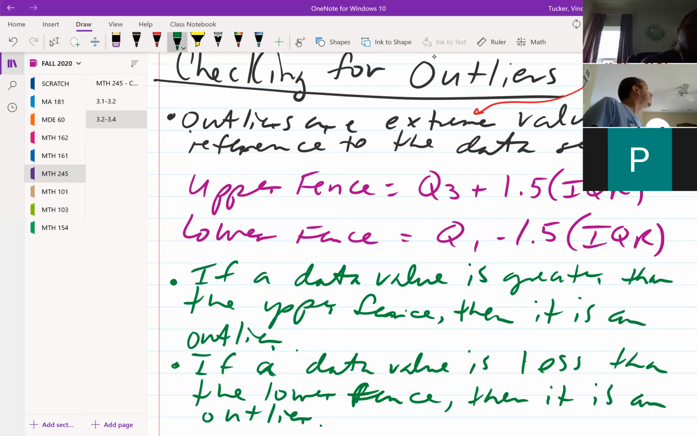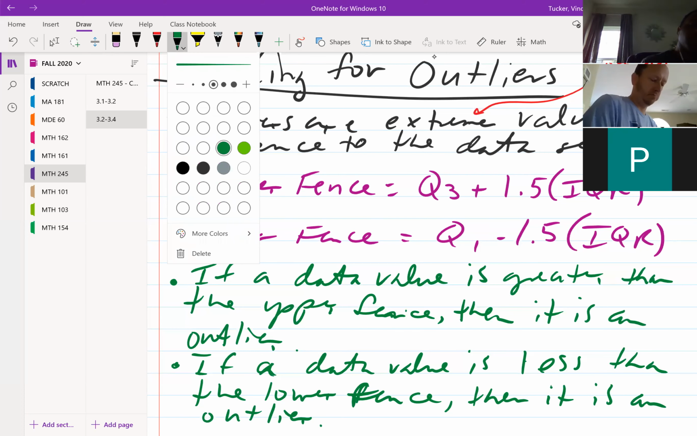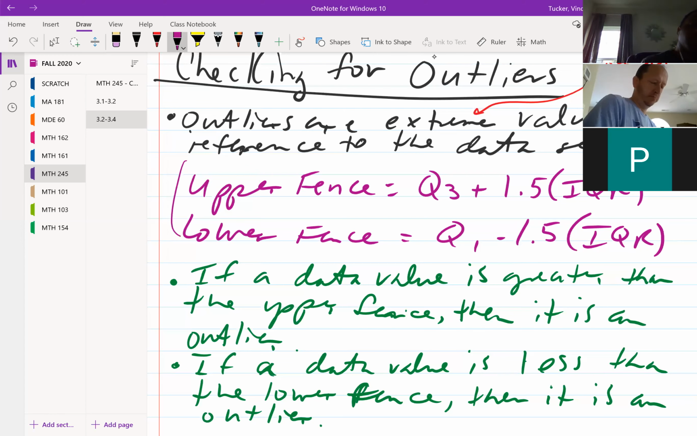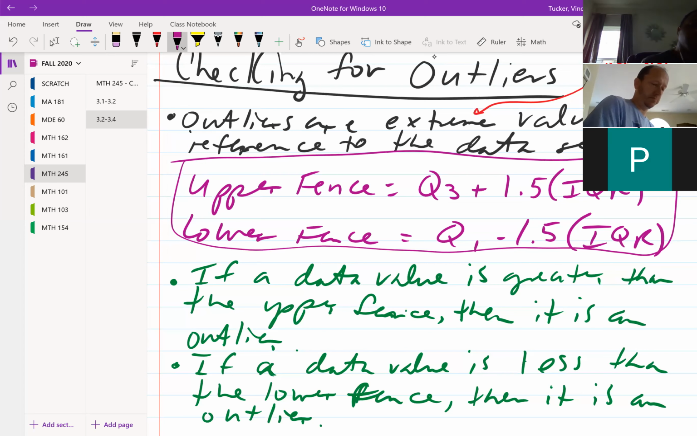All right, so checking for outliers. Outliers are extreme values in reference to the data set. So it could be very, very small or very, very large. We have these fences that we can calculate that will help us determine if we have an outlier or not. Your upper fence is going to be Q3 plus 1.5 times the IQR. Your lower fence is Q1 minus 1.5 times your IQR. So if a data value is greater than the upper fence, then it is an outlier. If a data value is less than the lower fence, it is considered an outlier.